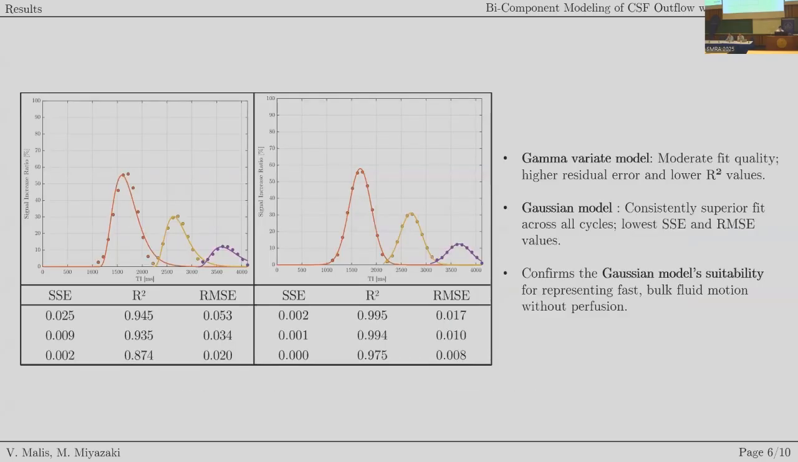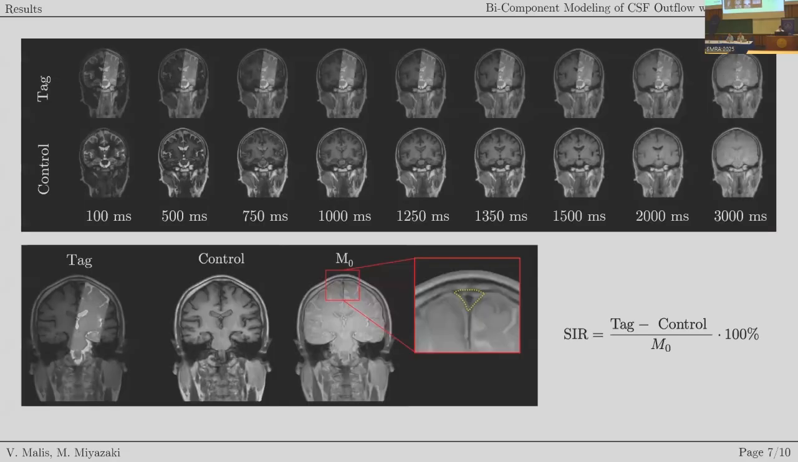We fitted that data using both the gamma variate function and the proposed Gaussian with the constraints. In the case where we don't have any perfusion, the Gaussian model was consistently the superior fit for this data, which confirms that we can utilize it as the additional non-perfusion term.